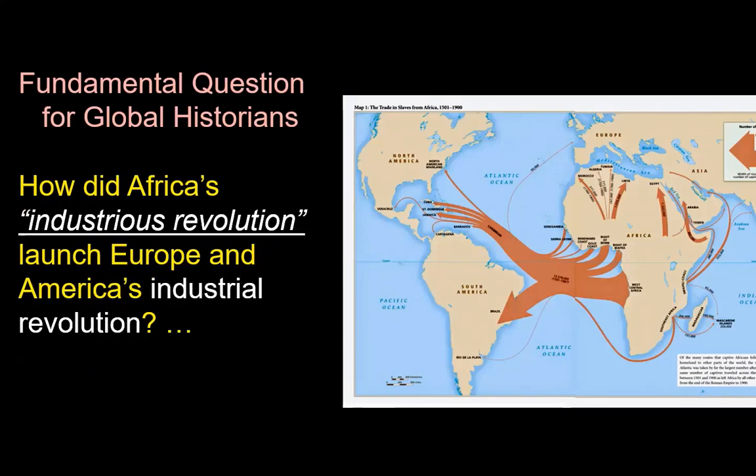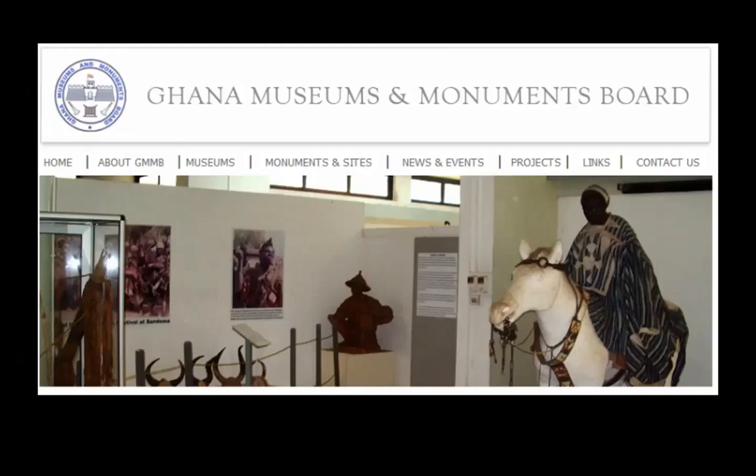How did Africa's industrious revolution launch Europe and America's industrial revolution? It was an industrious revolution in Africa because an enormous amount of work was involved, without the use of draft animals for the most part. That is, it was industrious on the part of human labor. And it's that which needs to be documented in greater detail at this point.